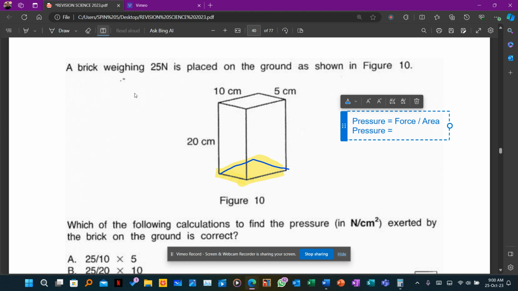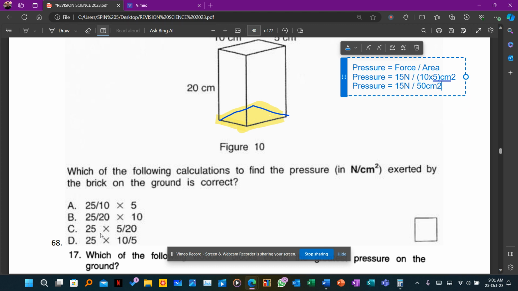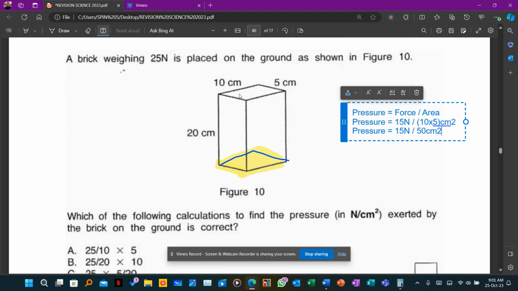In this case, the force is mentioned to be 15 Newton, and for the area you have to take note of the shape. In this case, the shape is a rectangle, length times breadth, which is 10 times 5. I'll just write it down here first. 10 times 5. And the unit is centimeter and centimeter. Centimeter times centimeter, you get square centimeter. Therefore, you get 15 Newton divided by 50 square centimeter. If you look at the choices here, it's not 15, it's 25.